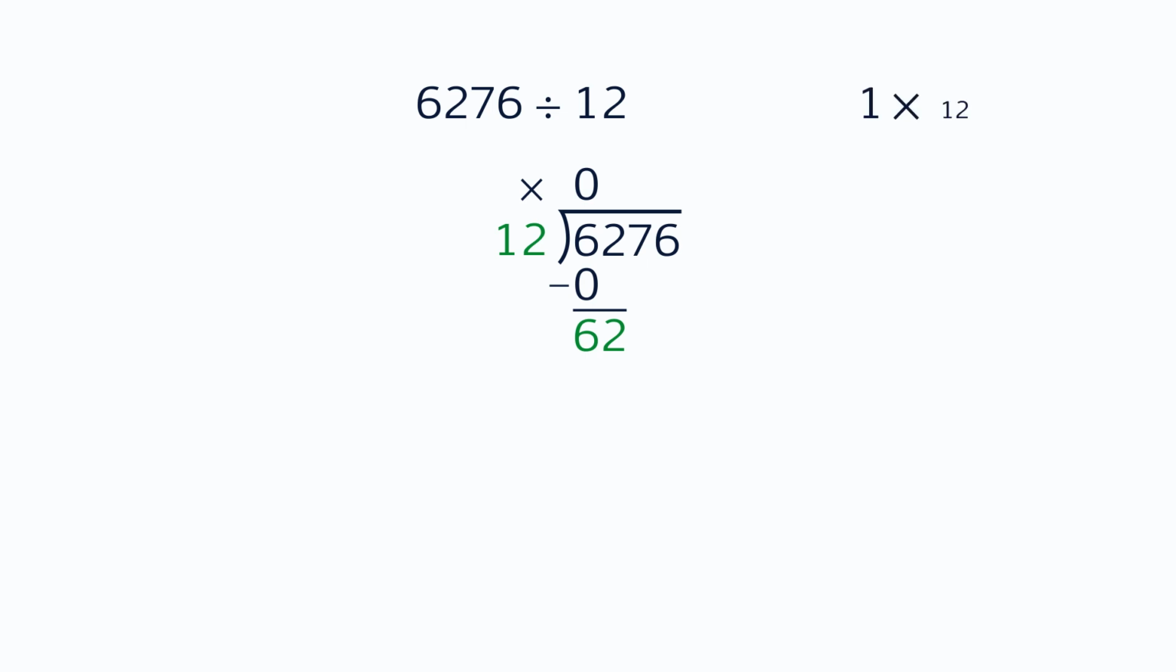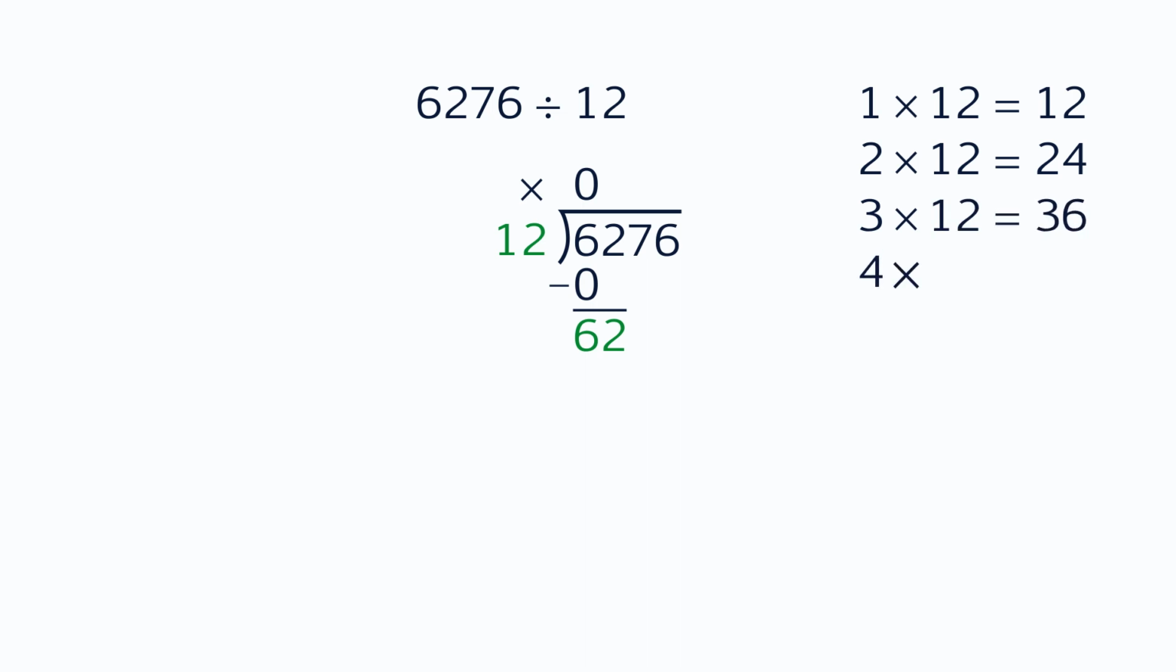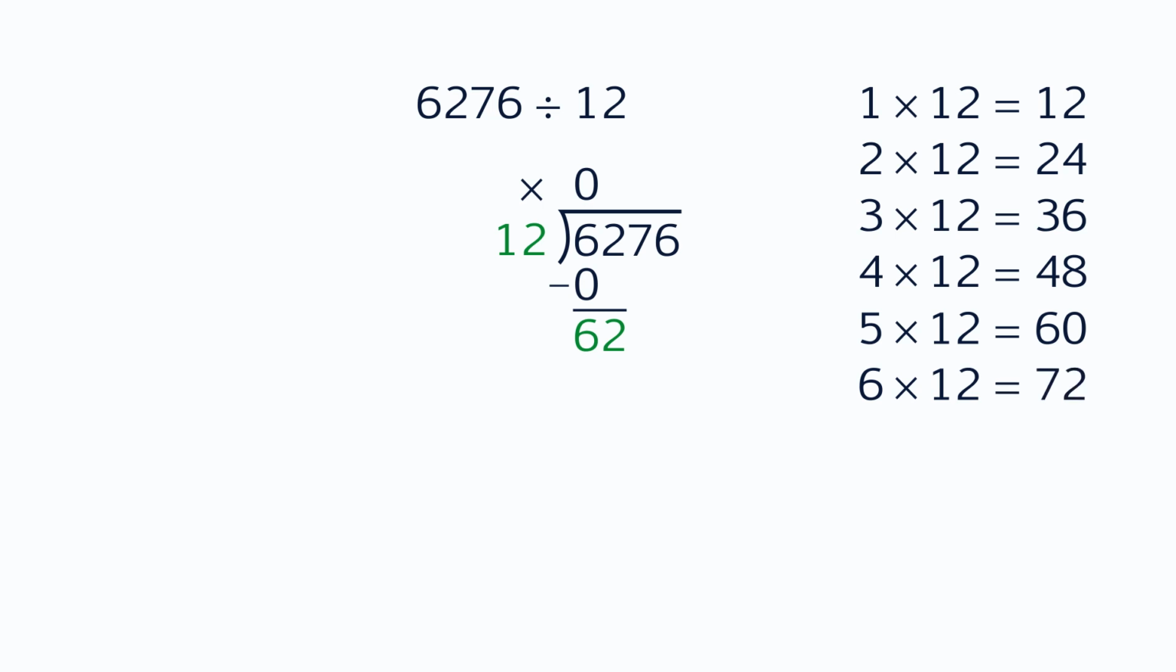Well, 1 times 12 is 12, 2 times 12 equals 24, 3 times 12 is 36, 4 times 12 is equal to 48, and 5 times 12 equals 60, while 6 times 12 equals 72. 72 is 10 too many, so you have to go for 5 this time. Place a 5 above the horizontal line in the hundreds place.